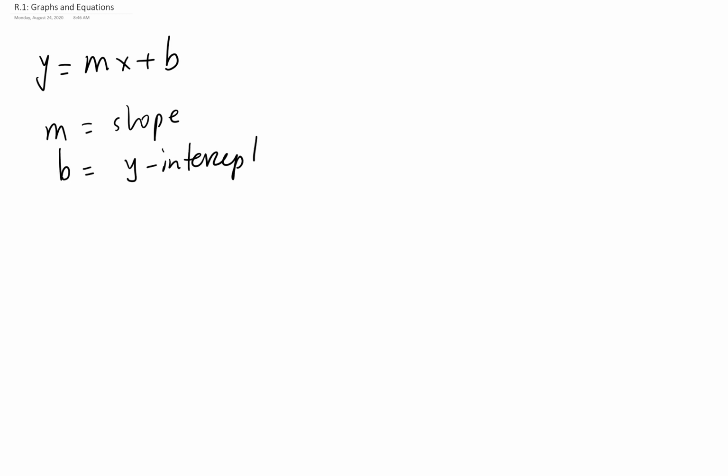So the graphing of straight lines comes first. That's the first thing: how to graph a straight line. Straight lines are given in the form y equals mx plus b, and they can be written in different forms. M is called the slope of the line. B is the y-intercept.